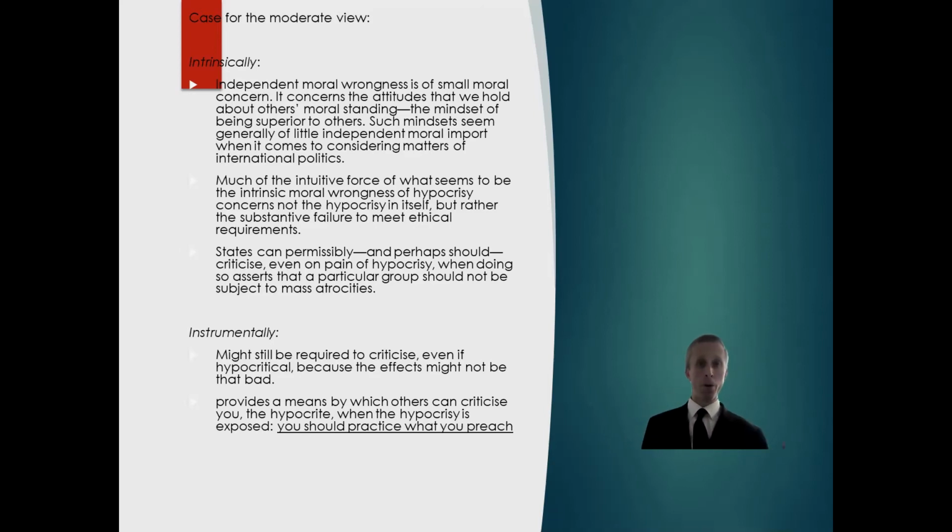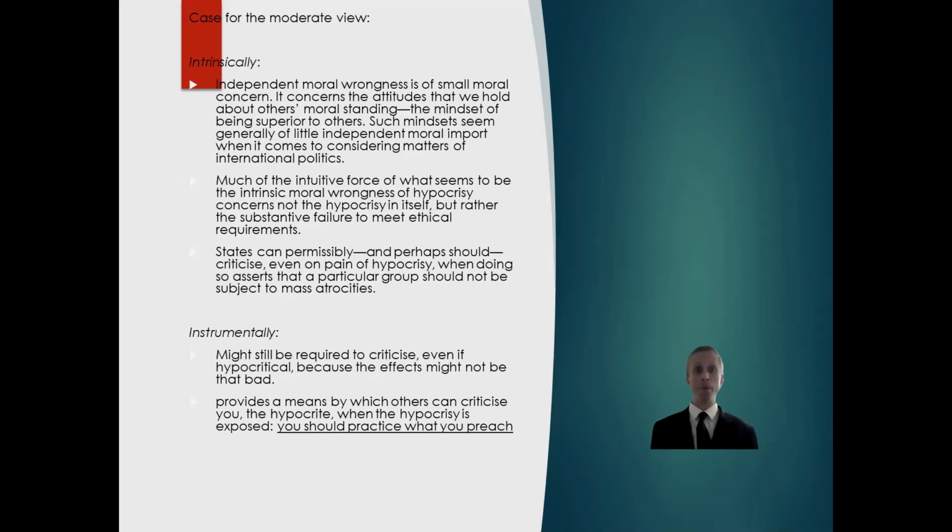Better to criticize on pain of hypocrisy than to do nothing. So although failing to criticize in the case of Syria would be treating both sets of individuals equally, treating everyone alike, it seems that it's better to treat some well rather than all equally badly. So states can sometimes permissibly, and perhaps should, criticize even on pain of hypocrisy when doing so asserts that a particular group should not be subject to mass atrocities or serious external aggression. So this is the case in the moderate view. Recall that it says that hypocrisy is wrong, but it doesn't always foreclose hypocritical criticism.